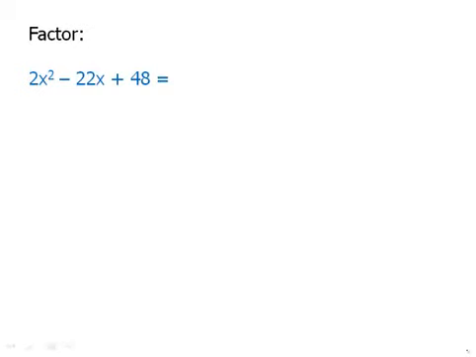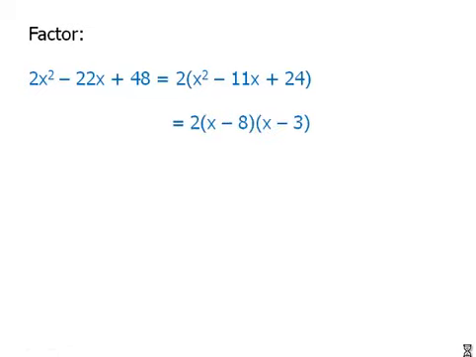Suppose we had to factor something like this. This isn't too hard. This could appear many places on the test, something of this form. Notice, first of all, the coefficients are even, so we can factor out a 2. Once we factor out a 2, we get an ordinary quadratic. Now it's just a matter of factoring that ordinary quadratic. We need a product of 24 and a sum of negative 11. So those two terms are negative 3 and negative 8, and this factors to 2 times x minus 8 times x minus 3.